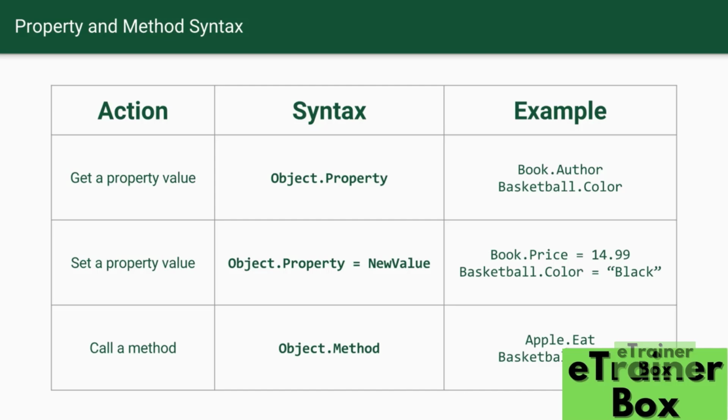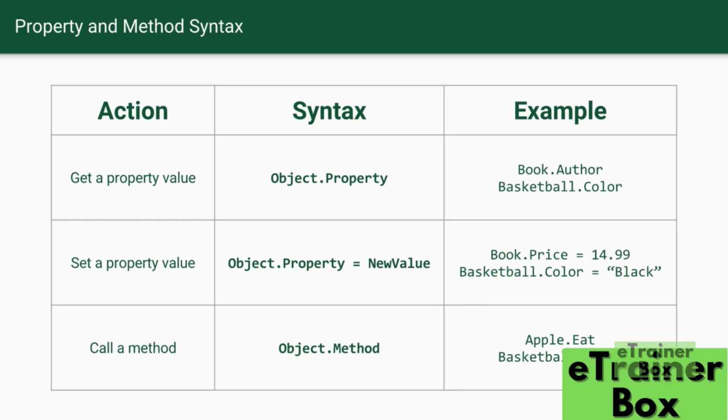We can only get them, we can't change them. For example, in real life, a book will always keep the same author, right? However, there are some object properties that can be overwritten. They're not read-only, they can also be written, right? We can read them, we can write them. That means that new values can be set.